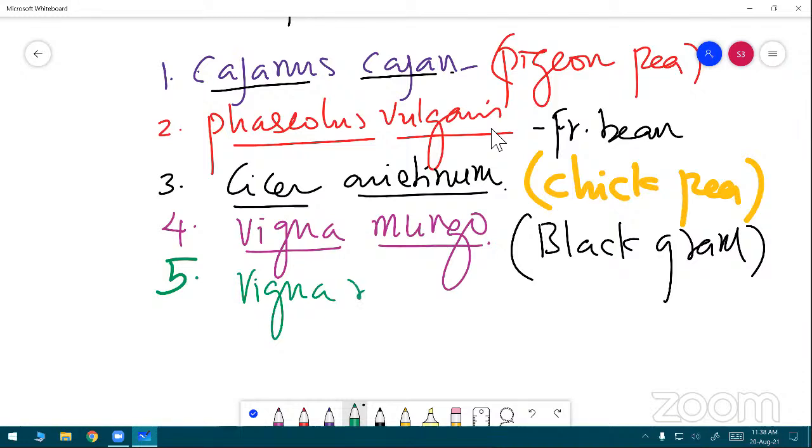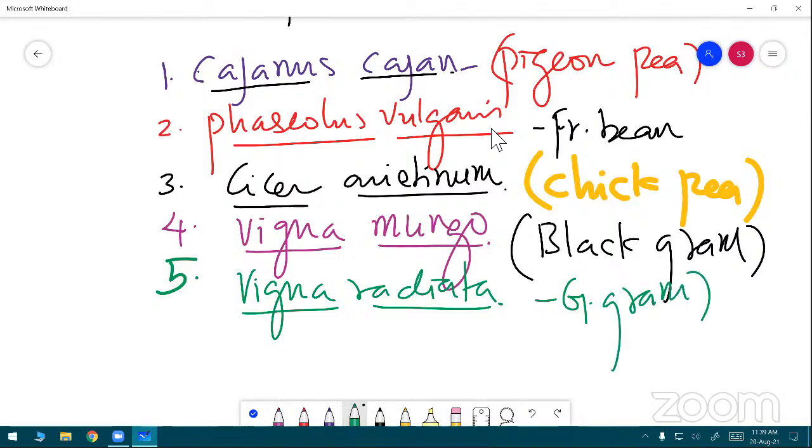Vigna radiata. Actually, this Vigna radiata is the binomial of green gram, right? It is called Pasi pairu or Pachai pairu in Tamil. Green gram is a very important, very interesting pulse that provides considerable nutritional value for human beings. That's why we use these pulses for preparing very delicious and tasty food, right?